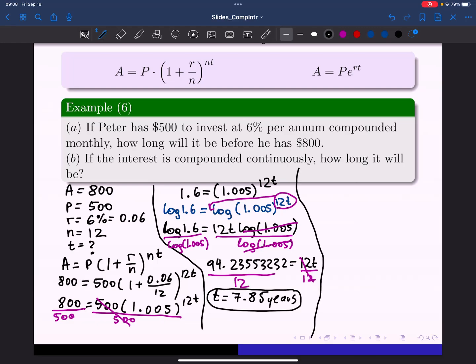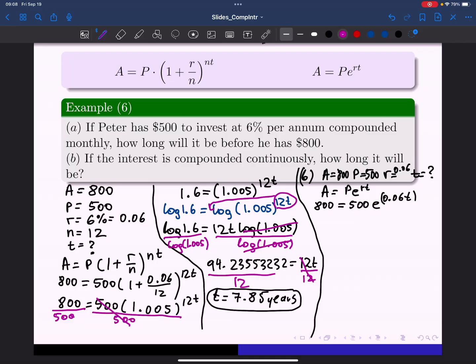For part B, use exactly the same list. What is A, what is P, what is R, and what is T. T we need to calculate. A is the final amount, 800. P is the initial amount, 500. R is the interest rate, 0.06. So write the formula P e to the power rt. So we have 800 is equal to 500 e to the power 0.06t.